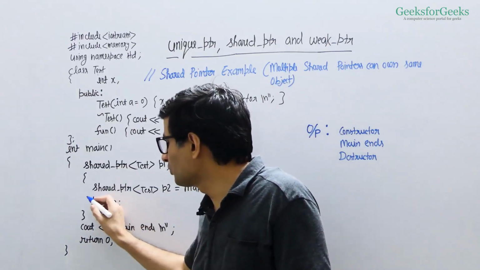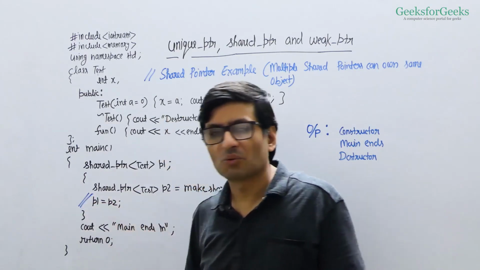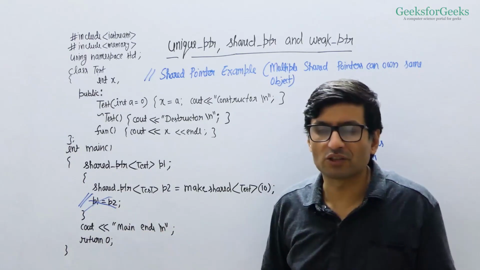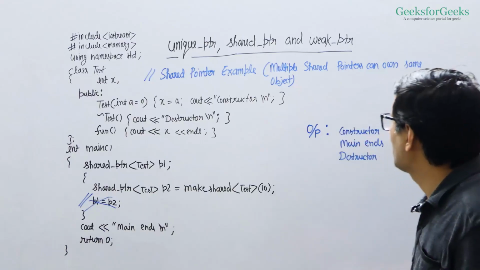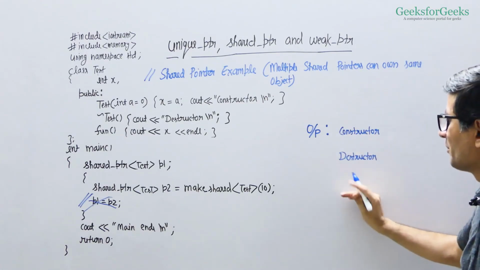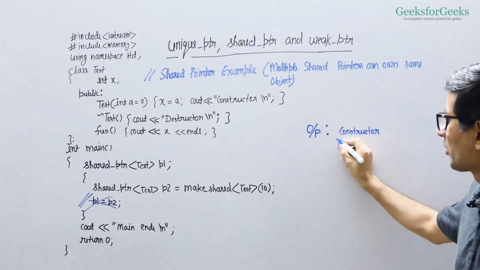Now say if I remove this line, I comment this line, what will be the output of this program? I remove this line, what do you get as an output? Your output would be constructor, destructor, and then main ends. This will be the new output of your program.